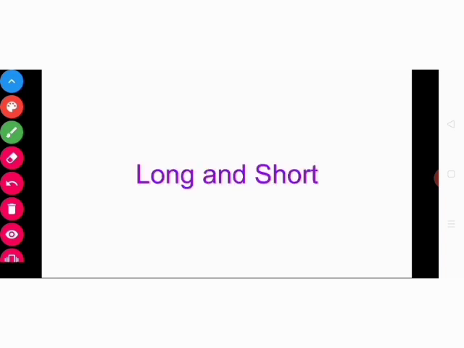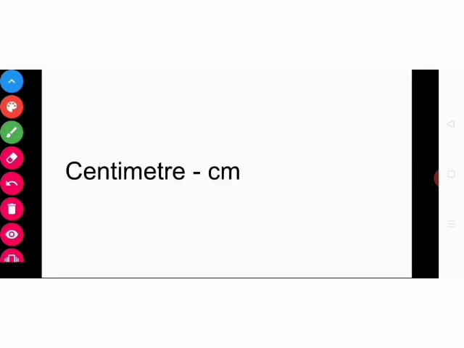The lesson name is long and short. In the last class, we saw centimeter, meter, and kilometer. Shall we recall once? Centimeter is a small fixed length, written as cm in short. We use it to measure small lengths of things like books, pencils, erasers, etc.